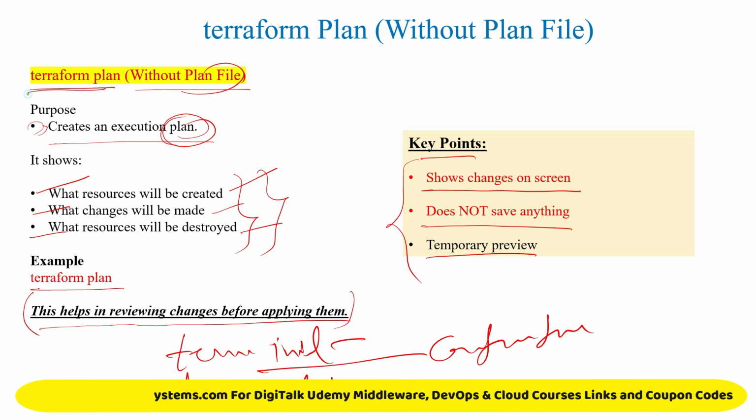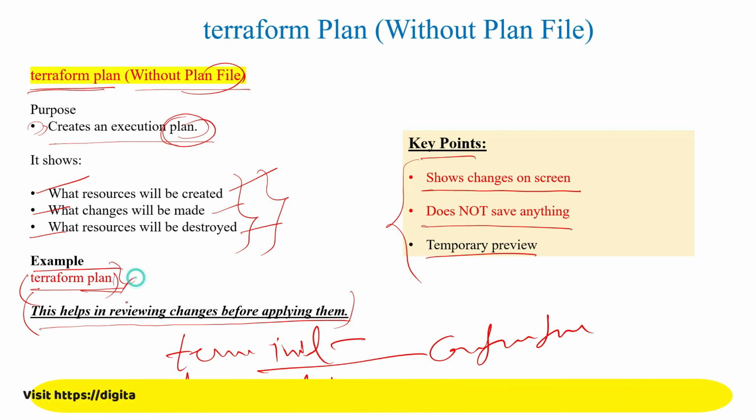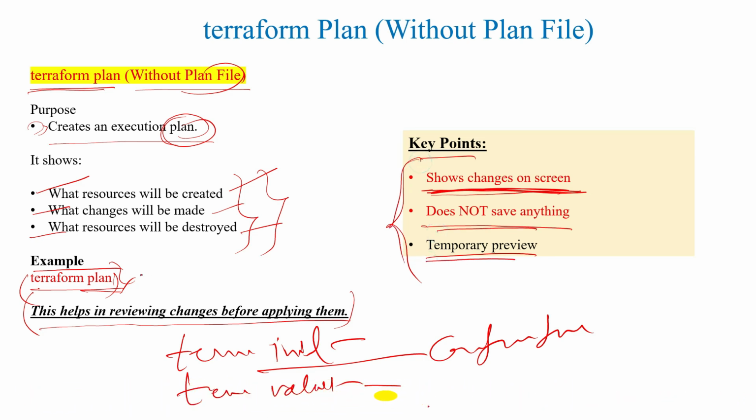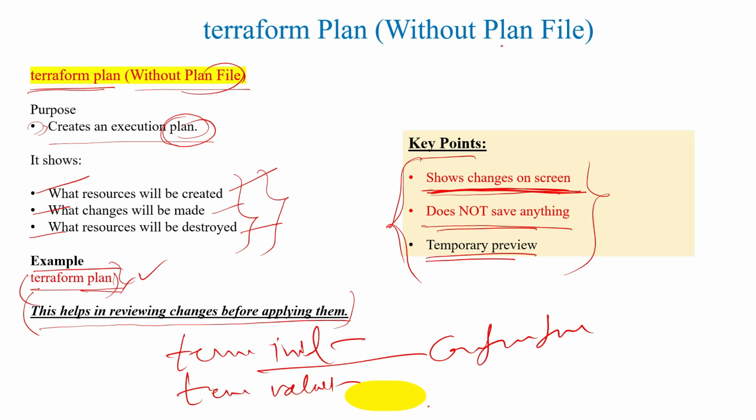Now for this Terraform plan, we have not specified any plan file, just Terraform plan. It will read your configuration file and create a snapshot, and that snapshot will be displayed on your screen. That snapshot is not going to be saved anywhere. So this is a temporary preview. When you run Terraform plan, it will show you on the screen, and once your screen or window is closed, the changes will be gone. Here is where the difference comes when we use Terraform plan with a plan file. When we go with a plan file, all the changes are written to a plan file, and that plan file we can review anytime we want.